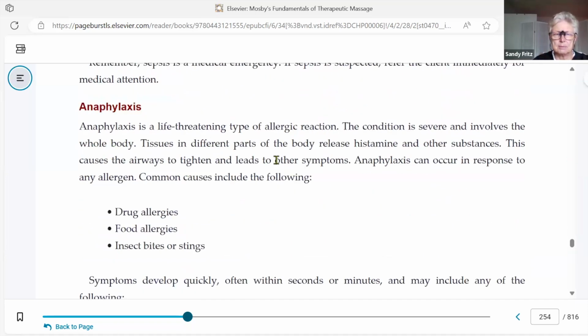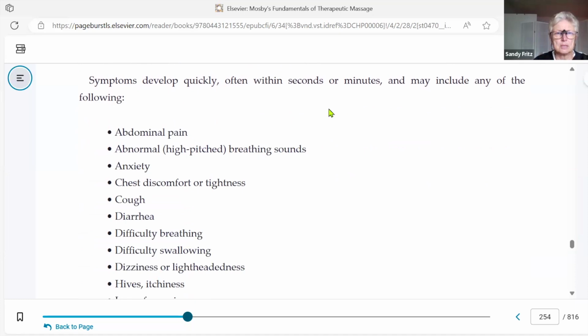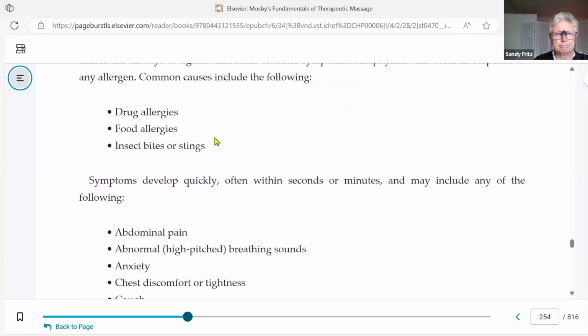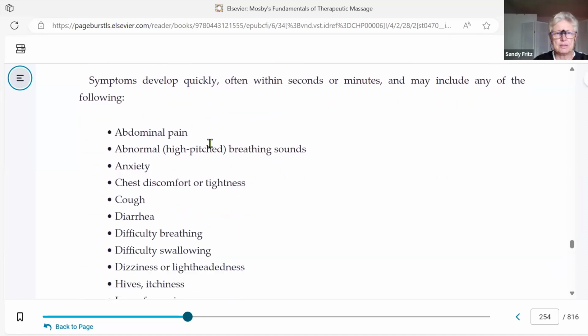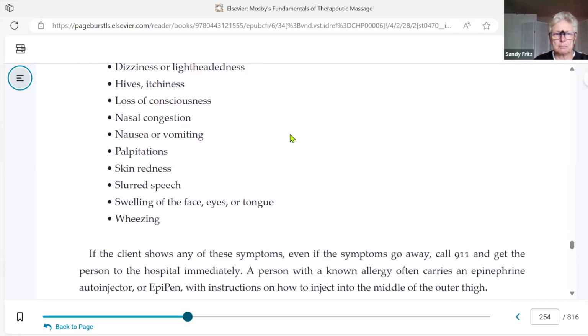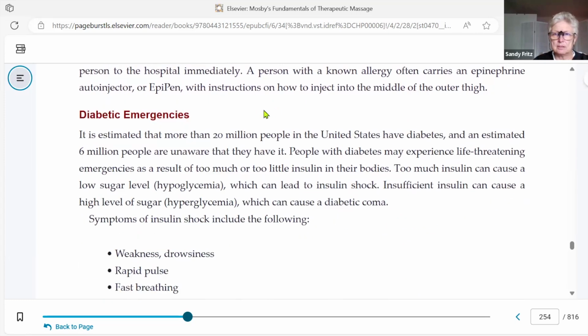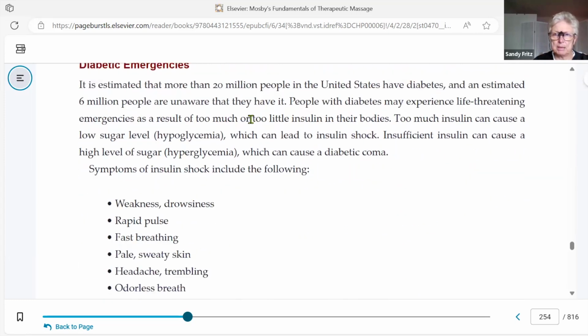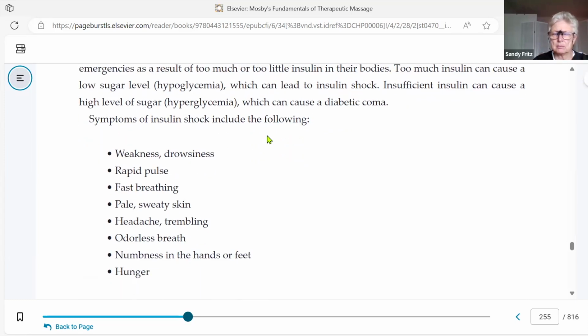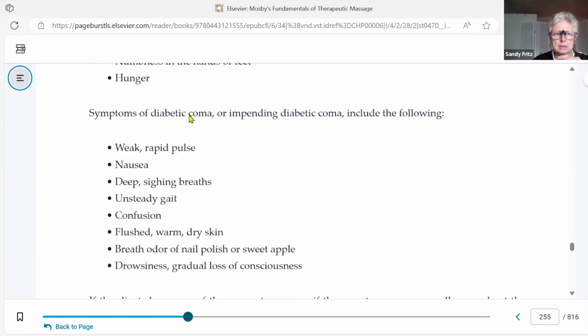Anaphylaxis. Somebody who is susceptible to an allergic response usually has an EpiPen. You need to know how to use that. Symptoms that develop quickly is something that we need to pay attention to. Diabetic emergencies. Again, somebody knows they're diabetic. You need to ask, what should I do if you are going into some sort of diabetic strain or stress.